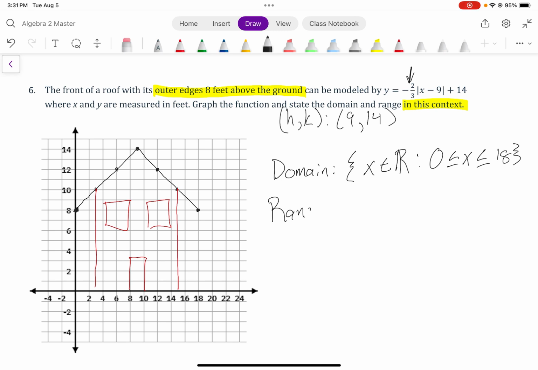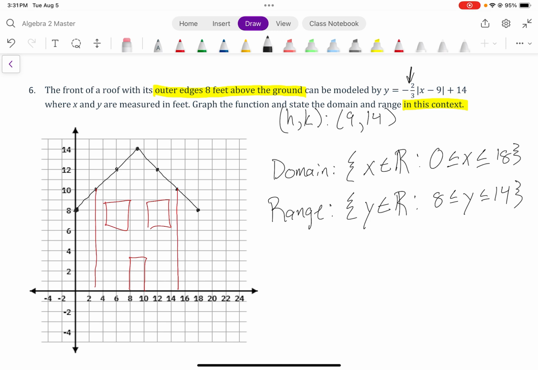My range tells me that y is an element of the real numbers. My lowest y value is 8. My highest y value is 14. So I'm going to have 8 is less than or equal to y is less than or equal to 14.